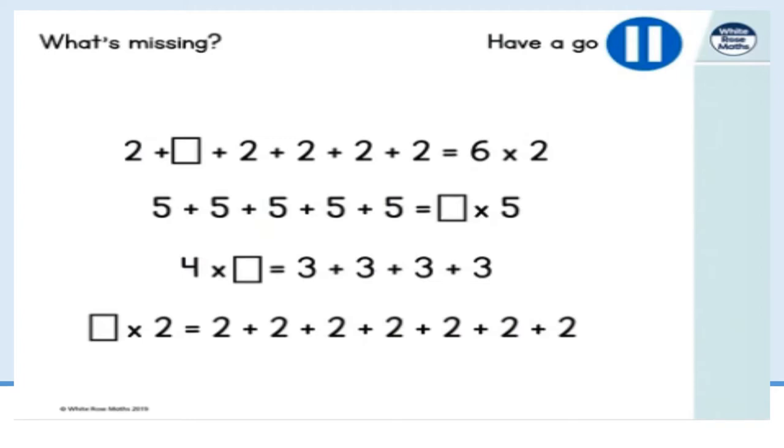Once I'd done the first one, I saw 2 plus something plus 2 plus 2 plus 2 plus 2 was equal to 6 times 2. That's 6 lots of 2, so I needed 6 twos. And then 5 plus 5 plus 5 plus 5 was 5 lots of 5, or 5 times 5. And then there were 4 lots of 3 and 7 lots of 2.